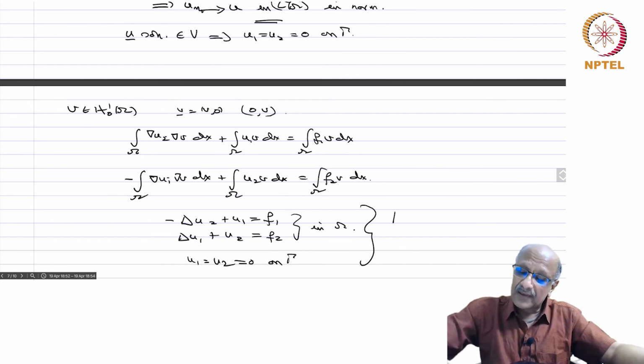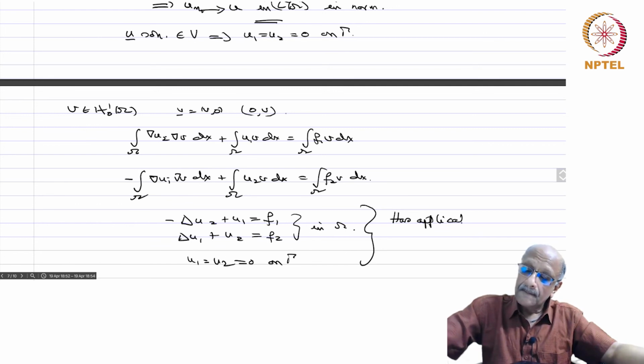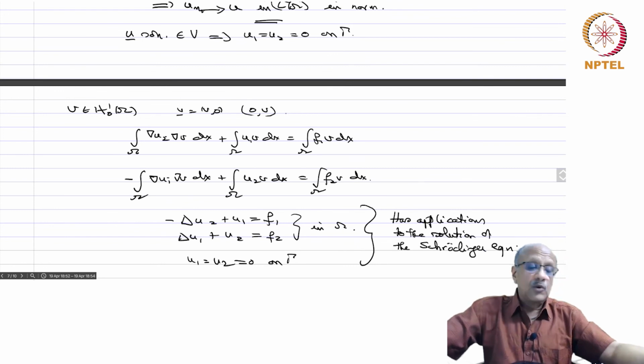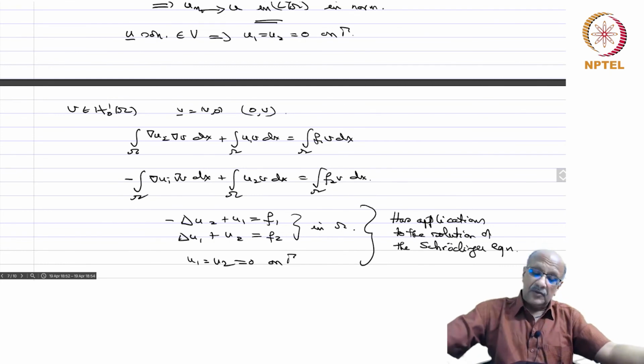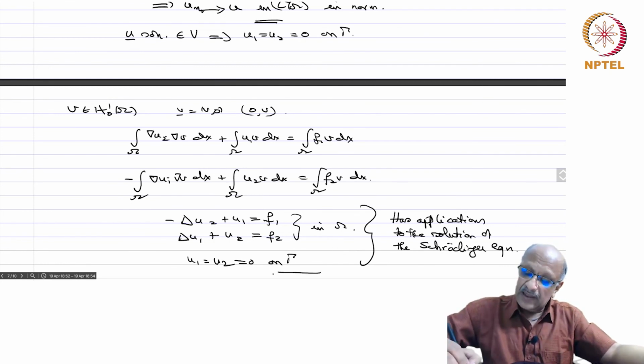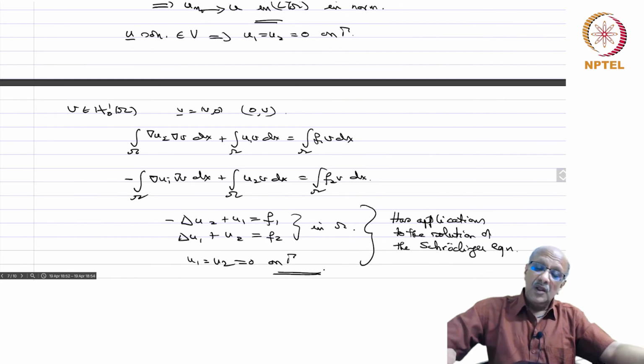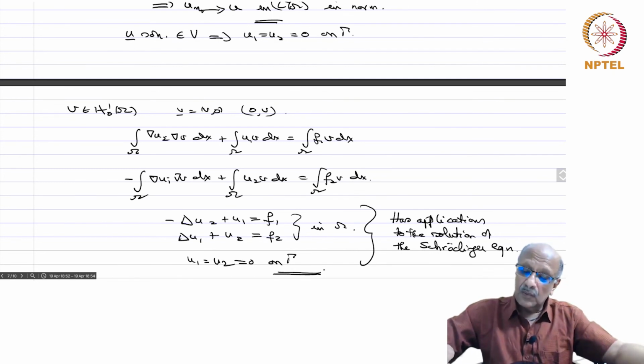to the solution of the Schrodinger equation, which is important in quantum mechanics and so on. We will see that later on. Okay, so this is an example of the Galerkin method which is very useful.